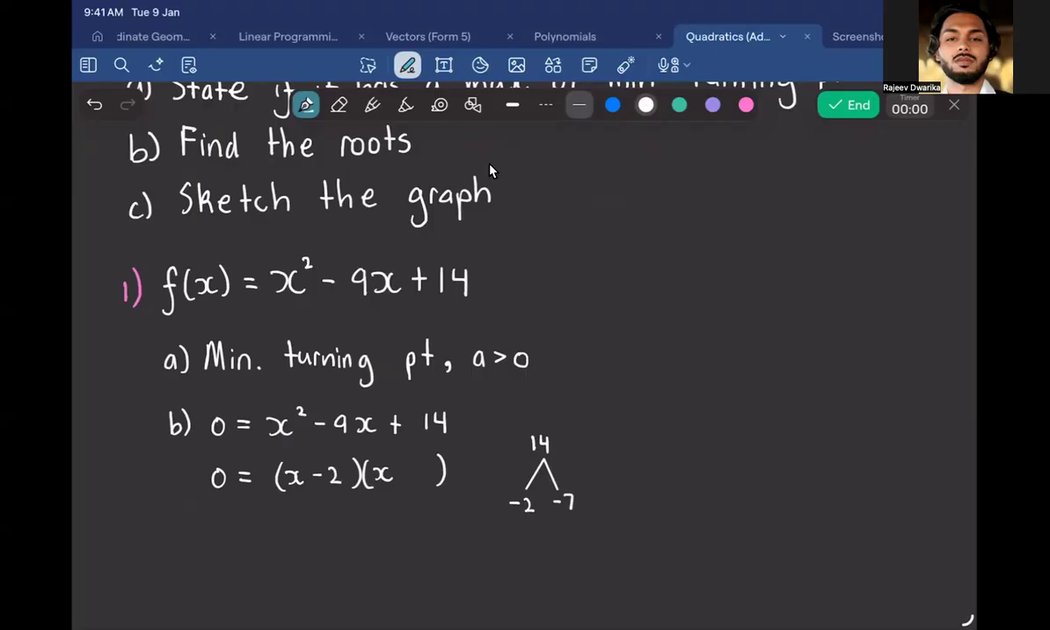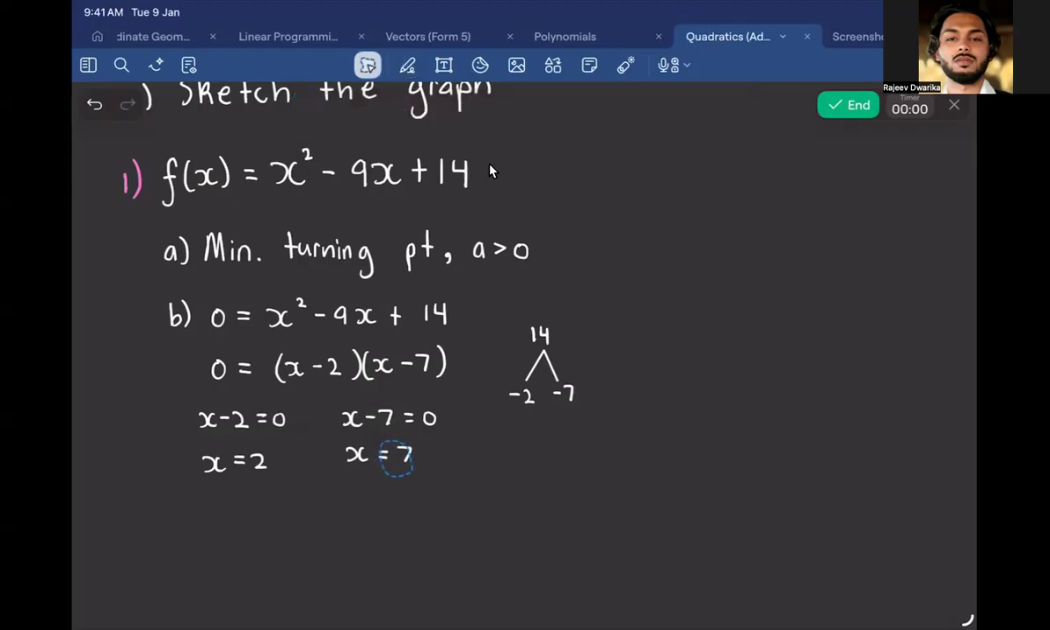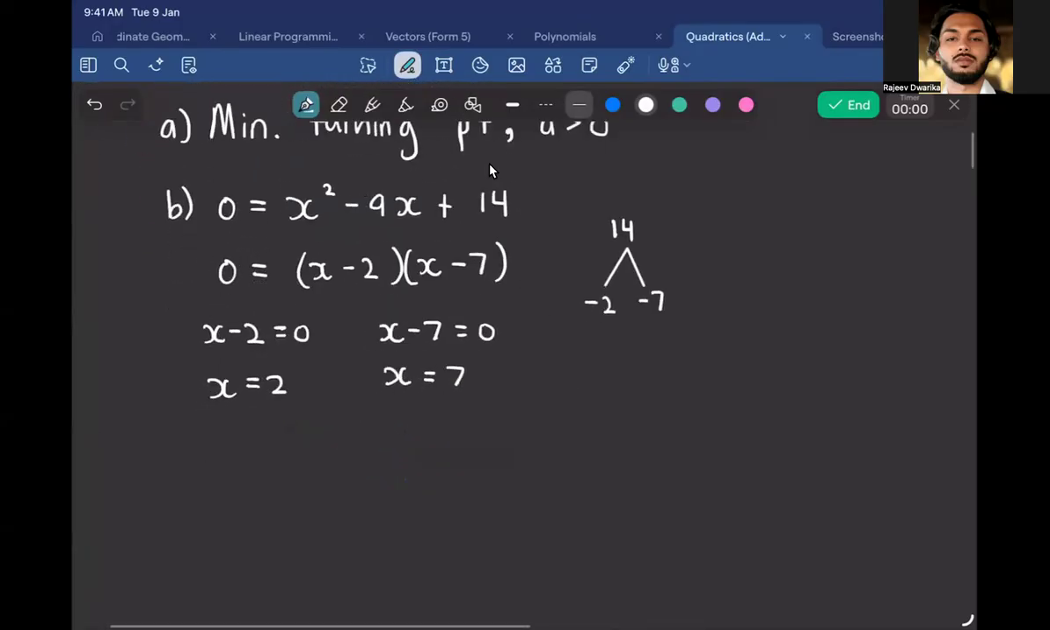So x minus 2, x minus 7. Now you would say x minus 2 is equal to 0, and x minus 7 is equal to 0. So x would be equal to 2, and x would be equal to 7. So those are your two roots. You okay with that? If they ask you to state the coordinates of the roots, what would it be? It would be 2 comma 0 and 7 comma 0. Perfect.